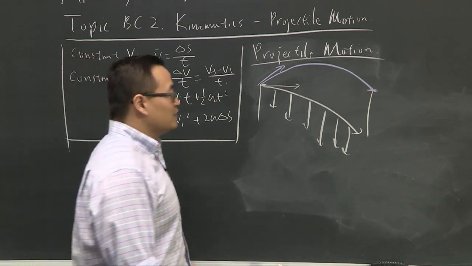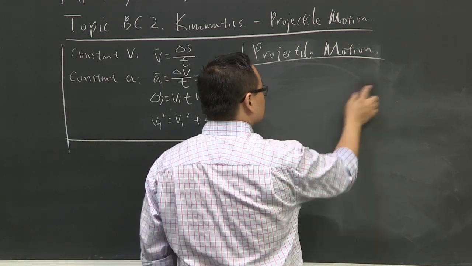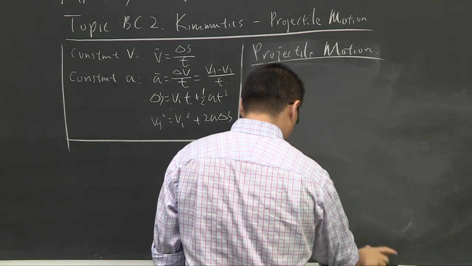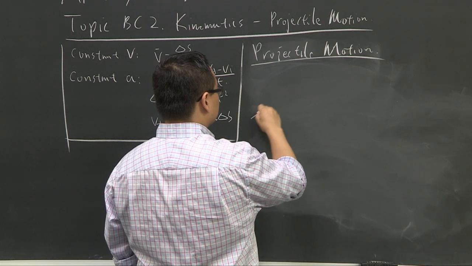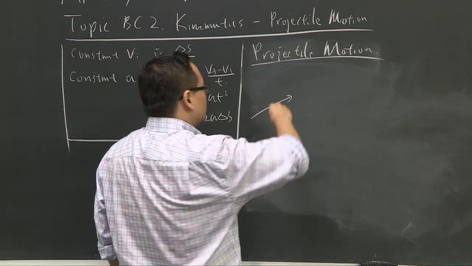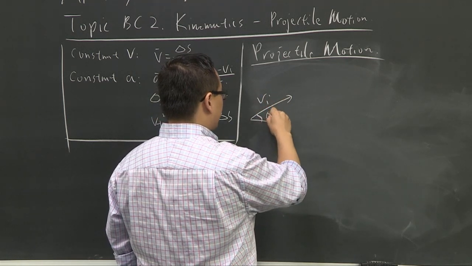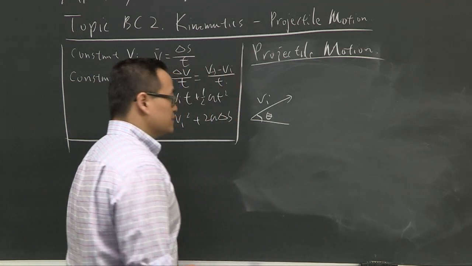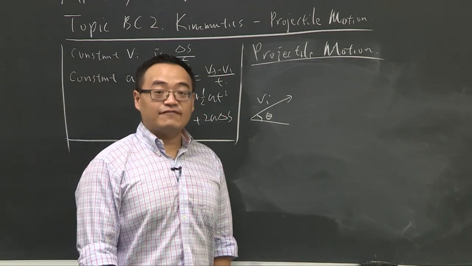So you can see projectile motion is simply what? A two-dimensional motion. You launch it with an angle. Every projectile motion starts with two things. One, what is your initial velocity? And what is the angle that you're launching the projectile? Okay? So you have a VI and you have a theta.